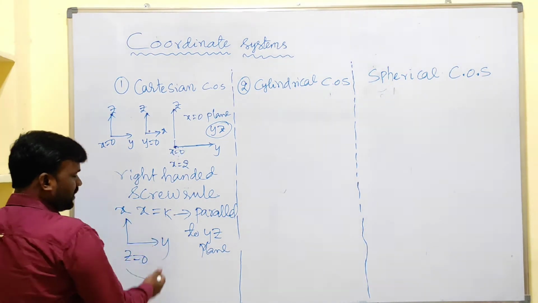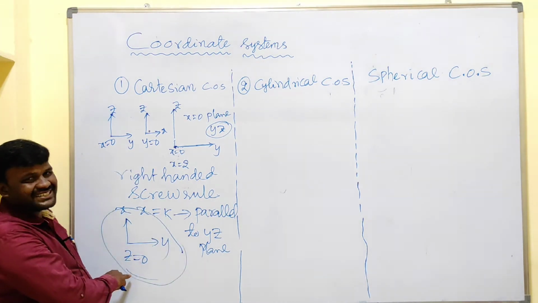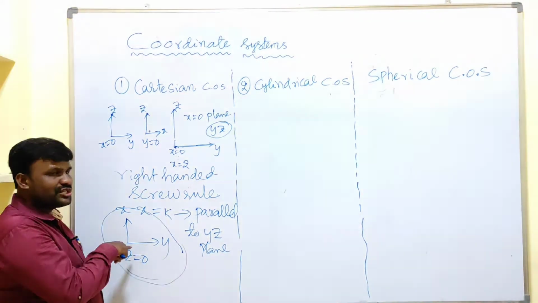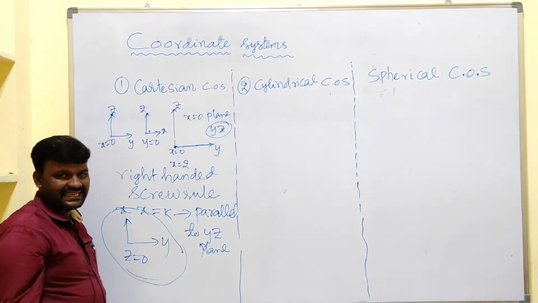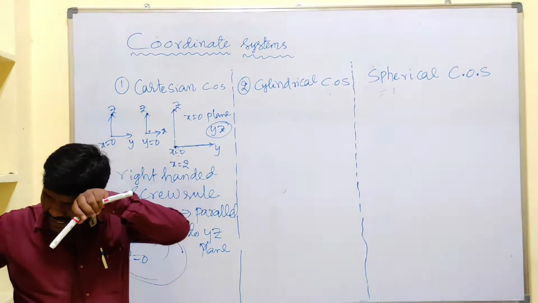So this is nothing but the XY plane. Suppose z is equal to some constant, that is a plane which is parallel to the z equal to 0 plane. Z equal to 0 plane means the XY plane.